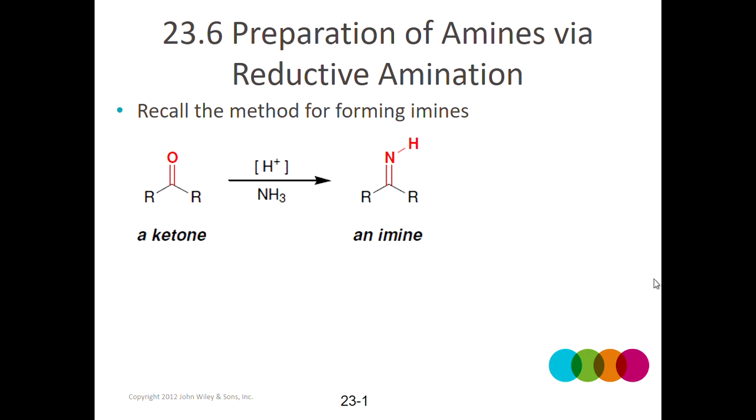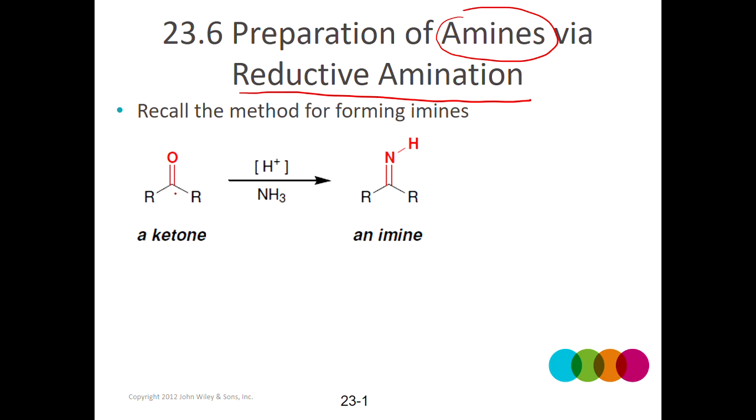So as we said, it's the last lecture of new content for the semester. We're going to finish our discussion of chapter 23. There are really two main reactions that we're going to talk about today that we haven't seen yet. The first one is reductive amination. When we're talking about making amines, and this chapter is all about amines, one way to make an amine is to start with a carbonyl compound.